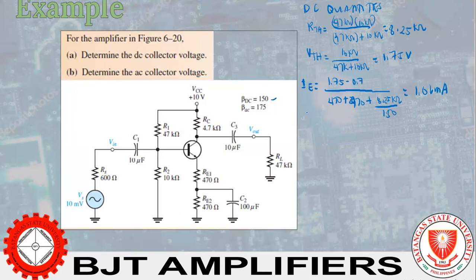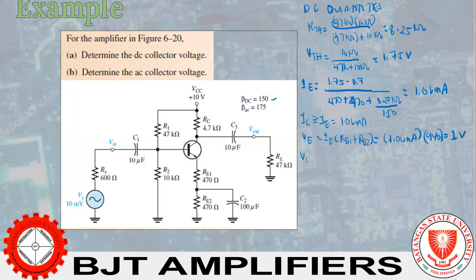Yan. And this IC is approximately equal to IE, which is 1.06 milliamperes. So, makakakuha tayo ng VE, which is IE over RE1 plus RE2, which is equal to 1.06 milliamperes times 940. So, ang sagot yan is 1 volts.